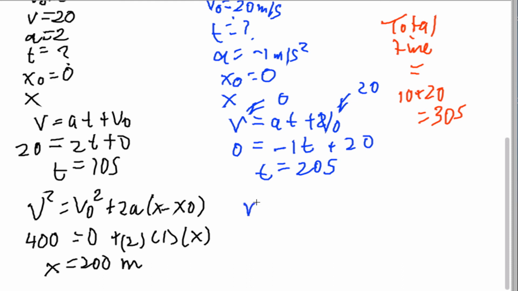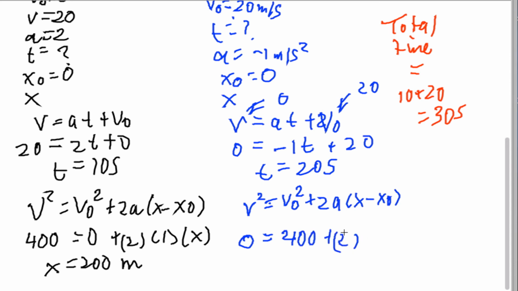Similarly, I'm going to do a similar formula here for the slowing down part. V squared equals v naught squared plus 2 times a times x minus x naught, and I got to plug in my numbers. Now, my final speed is 0 when I slow down to rest, and that's going to equal 400 because that's 20 squared plus 2 times 1 times x minus x naught.